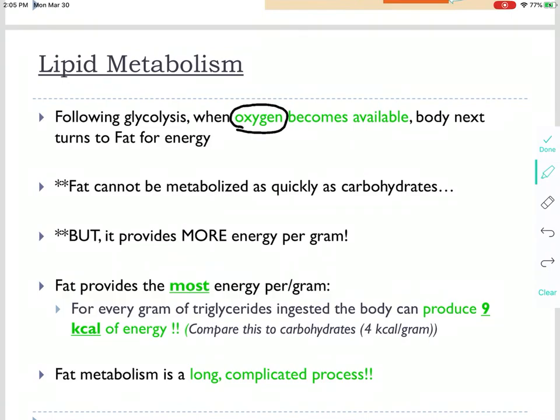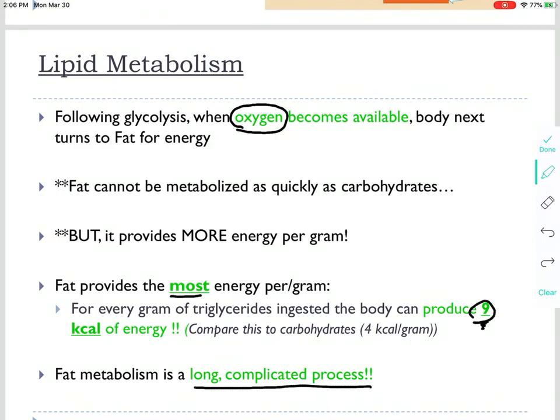Fat can only be metabolized once we have oxygen. We cannot metabolize fat anaerobically. Once we do metabolize fat, it gives us the most energy per gram. 1 gram of carbohydrates yields 4 kilocalories of energy, but 1 gram of a triglyceride can yield 9 kilocalories. So once metabolized, fat can give us the most energy per gram. Know that number.